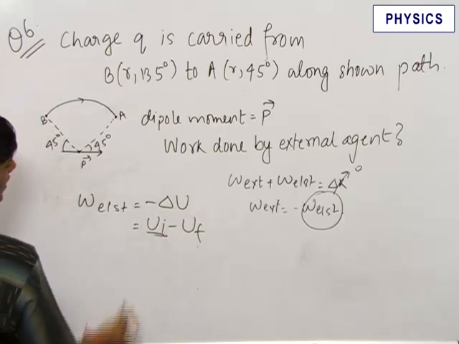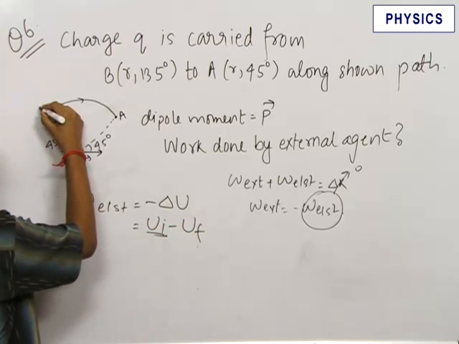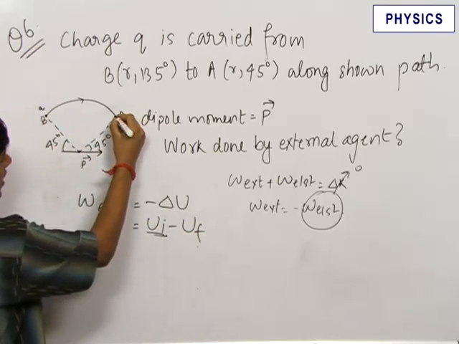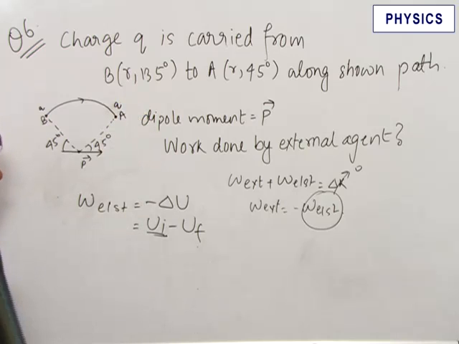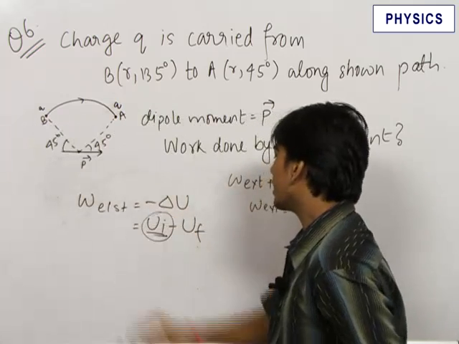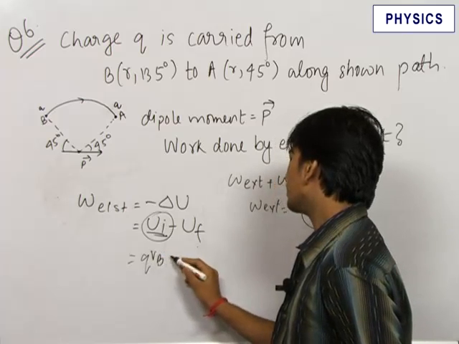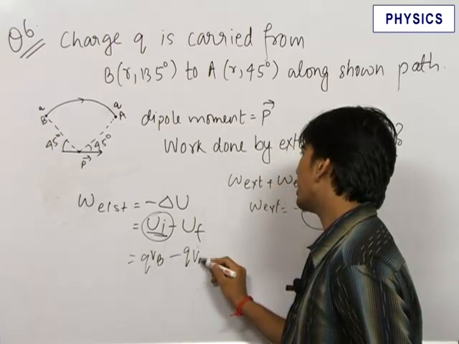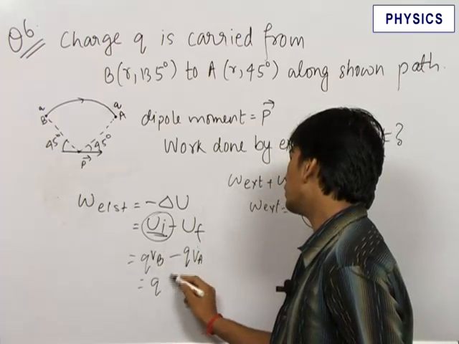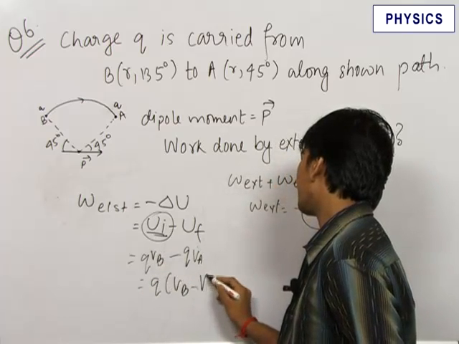So if we can find out the initial potential energy of the point charge when it is over here and the final potential energy of the point charge when it is over here at this point A, then we can find out easily the work done by the electrostatic force. Therefore let us first find out the initial potential energy. This will be equal to Q into potential at B, and the final will be Q into potential at A. Therefore this is equal to Q into VB minus VA.